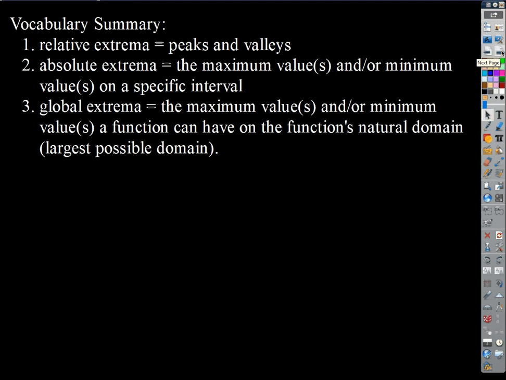Okay, so summary. Relative extrema, peaks and valleys. Absolute extrema, maximum values and or minimum values on a specific interval. Global extrema, the maximum values and or minimum values of a function on its entire natural domain, right?